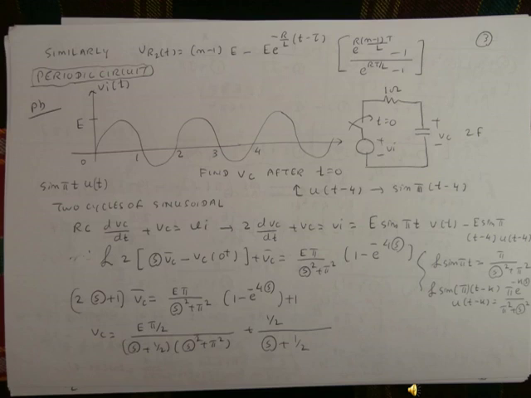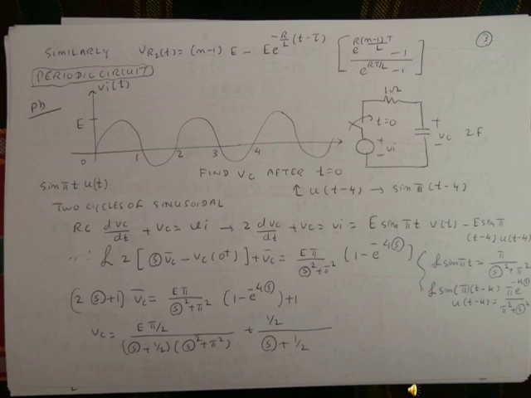Now the Laplace transform of sin πt is π divided by s squared plus π squared. The Laplace transform of sin π(t minus k) u(t minus k) is π e power minus ks divided by π squared plus s squared. Now (2s plus 1) Vc is equal to Eπ divided by s squared plus π squared multiplied with 1 minus e power minus 4s, plus 1. So Vc is equal to Eπ by 2 divided by (s plus half) plus (s squared plus π squared), plus half divided by s plus half.